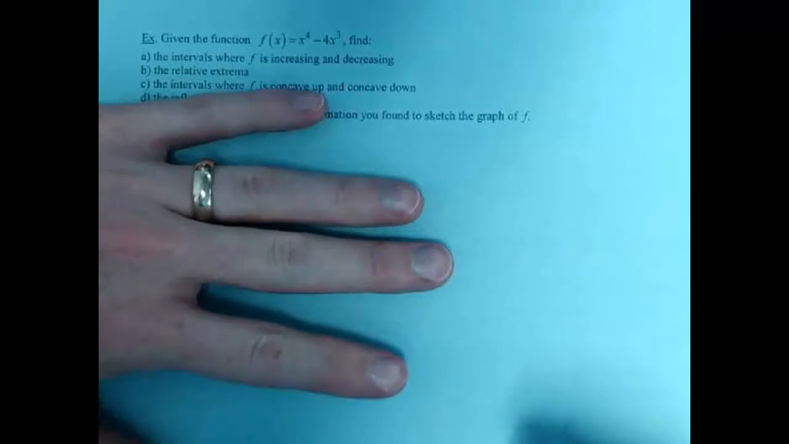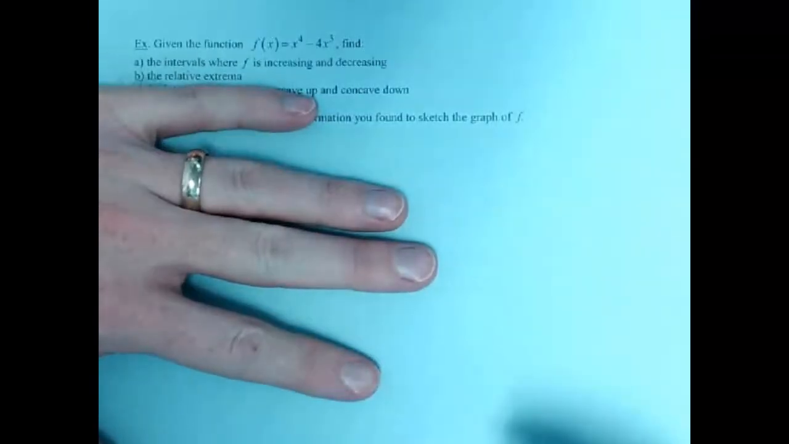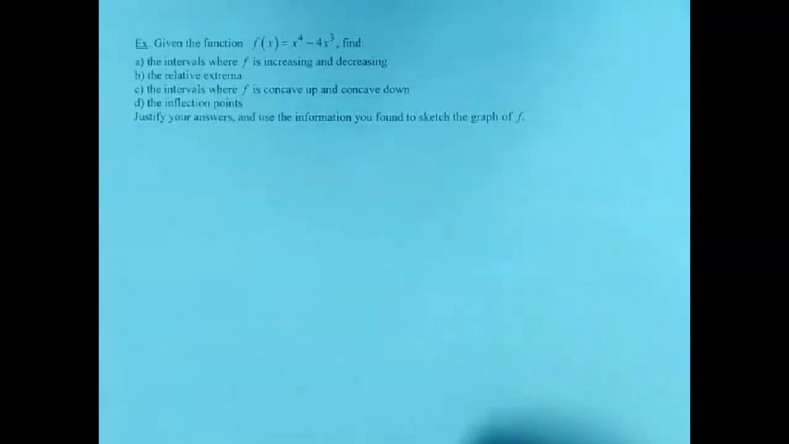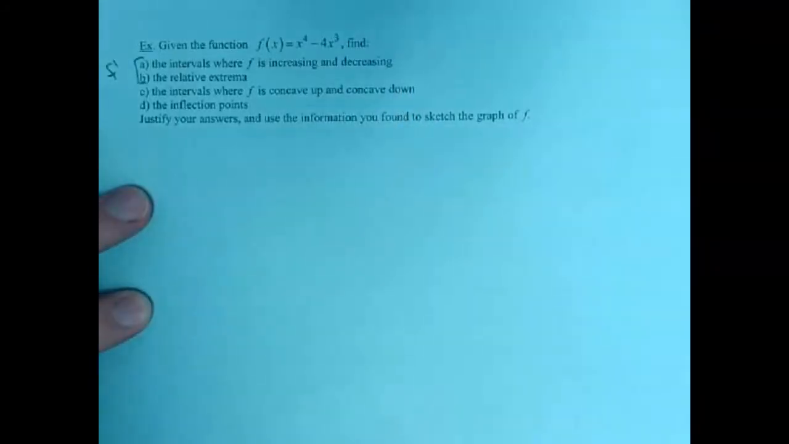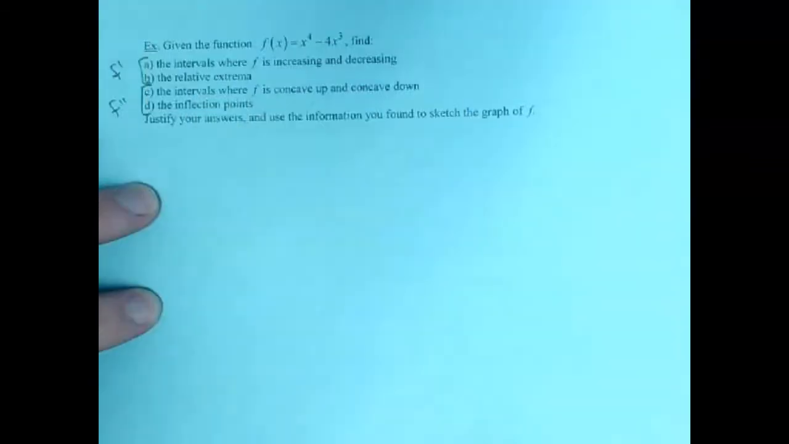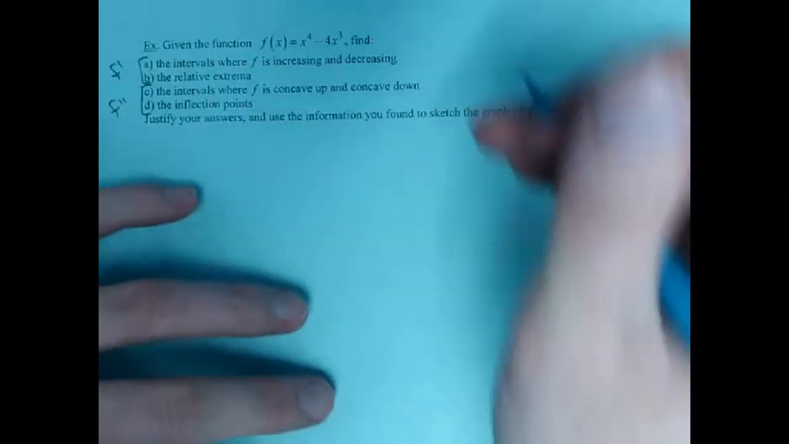Parts A and B is what we could do with just the first derivative stuff, but now we know concave up and concave down. The second derivative sign chart is how we're going to answer C and D. All right, so F prime, that sign chart is how we do A and B. And then the second derivative sign chart is how we do C and D. Let us go for it.